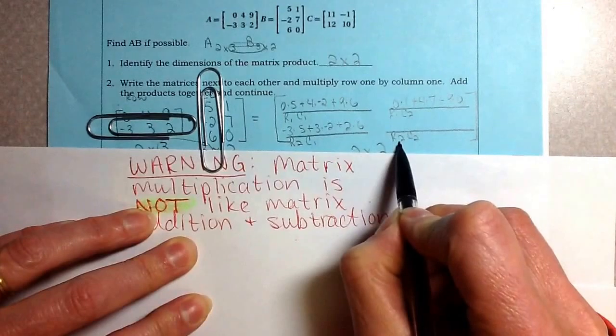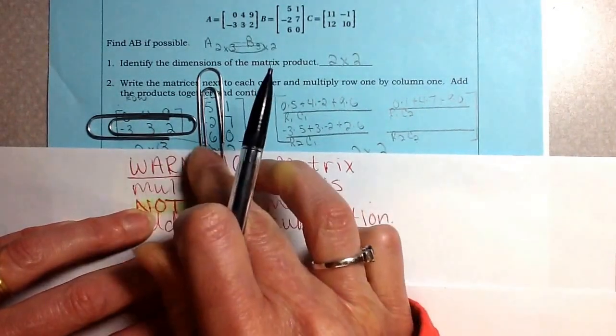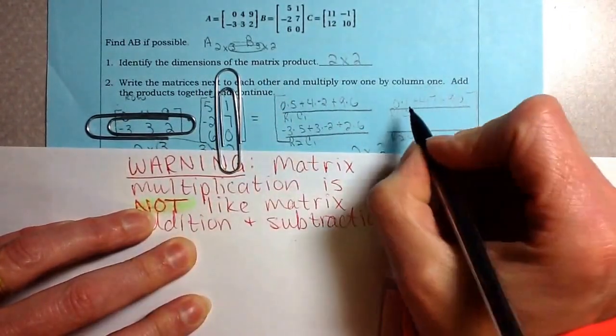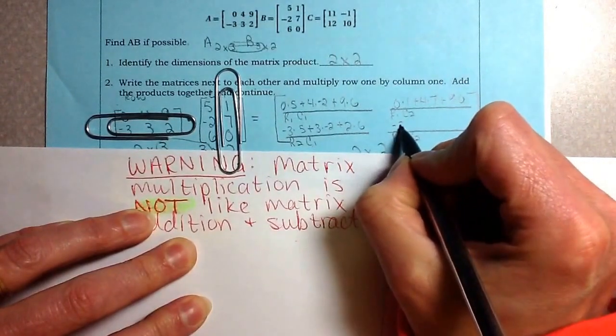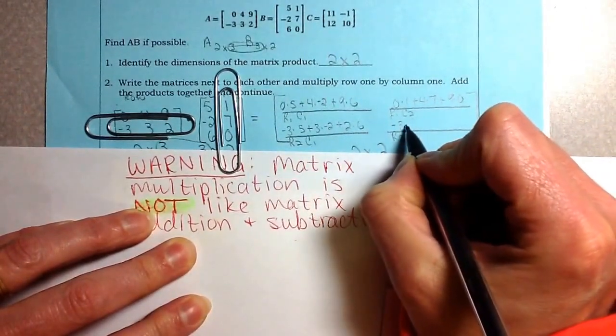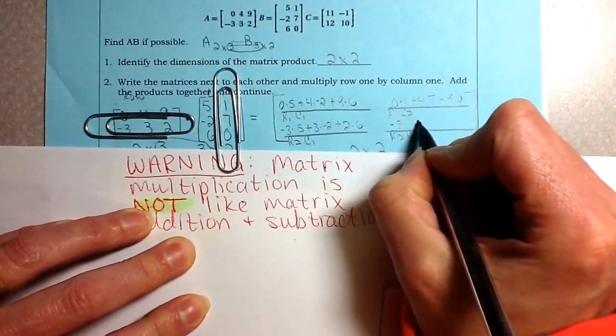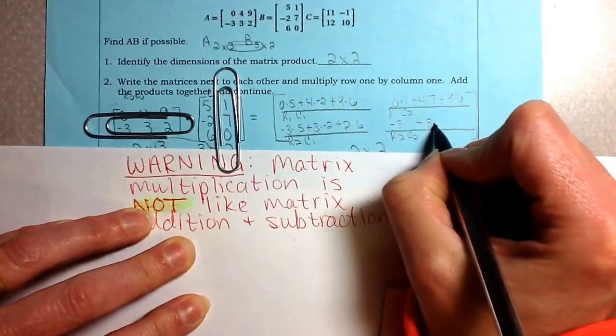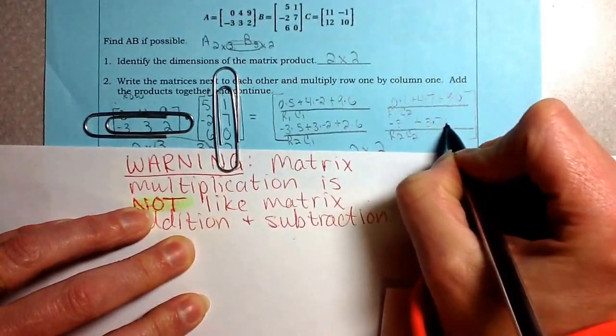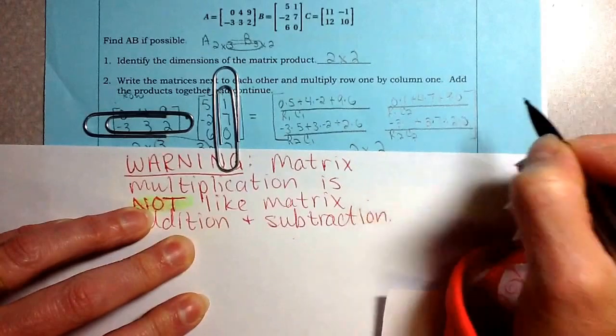Okay, now I'm in row 2, column 2. So here's row 2, slide it over for column 2. So that's going to be negative 3 times 1 plus 3 times 7 plus 2 times 0.